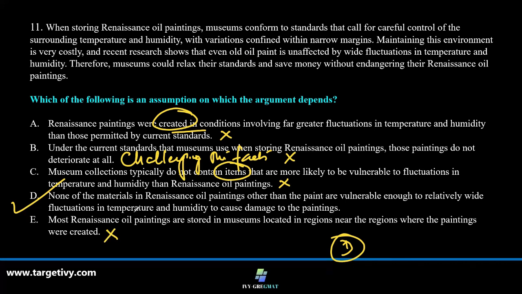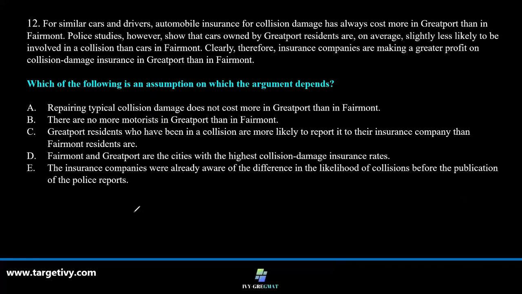Question number 12. For similar cars and drivers, automobile insurance for collision damage has always cost more in Greatport than in Fairmount. Police studies, however, show that cars owned by Greatport residents are, on average, slightly less likely to be involved in a collision than cars in Fairmount. Clearly, therefore, insurance companies are making a greater profit on collision damage insurance in Greatport than in Fairmount. So we have got a situation here.